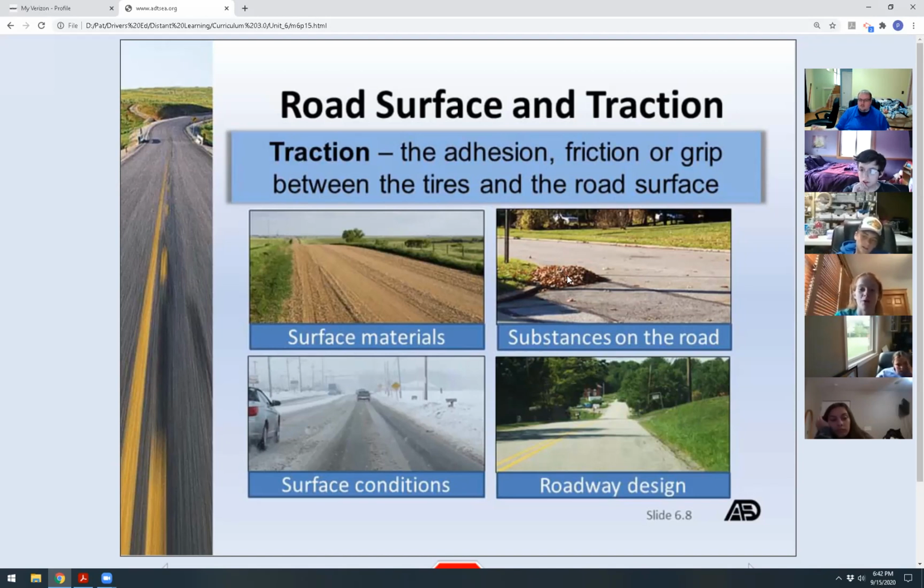A puddle might be hiding a pothole that can damage your vehicle. A friend of mine drove through a puddle one time that he didn't know was a pothole, and it ripped the tire off of his car. I'm not saying he got a flat. I'm saying that wheel was ripped off of his car by the pothole that was under that puddle because he didn't slow down for it.